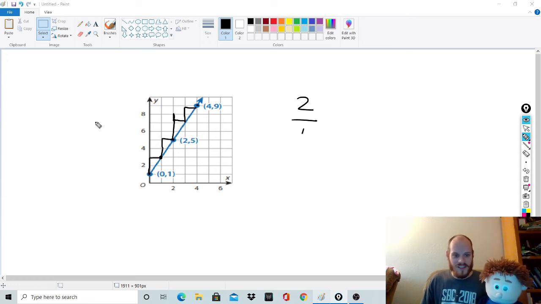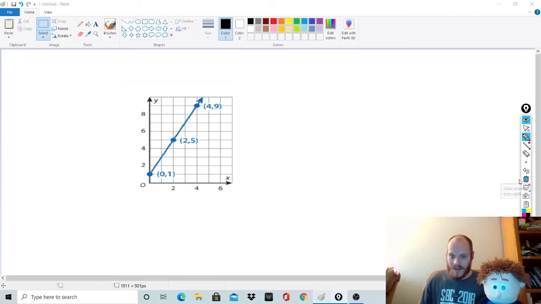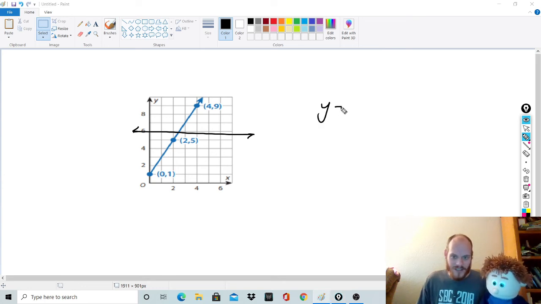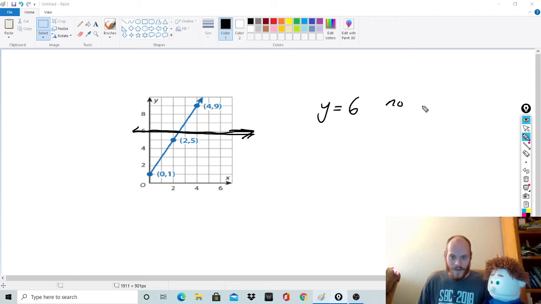And if this line was going down like this, the only difference with that slope is it would be negative. Okay? Another curveball you might see is a line that goes straight across like this. What's the slope on that? The slope is 0. This would actually be y equals 6, because it crosses right through 6. When you see y equals 6, the slope is 0. It doesn't go up.